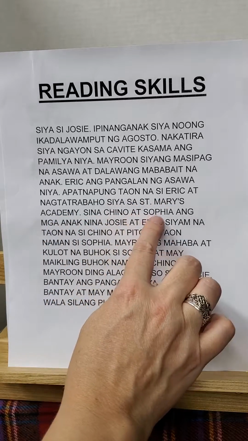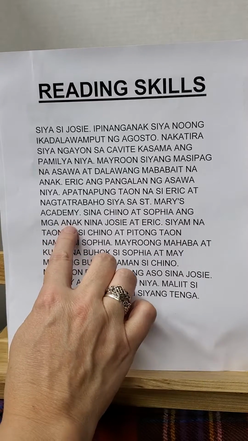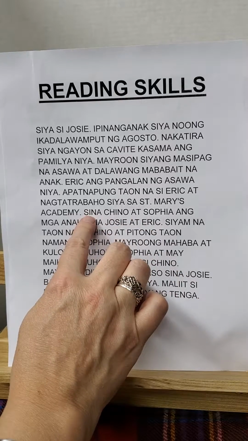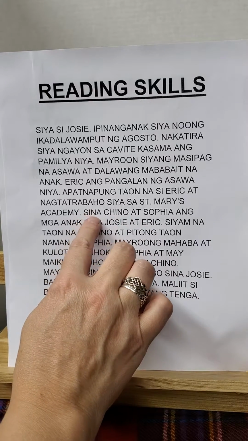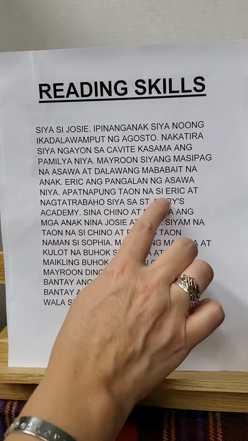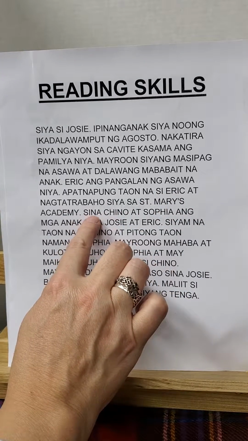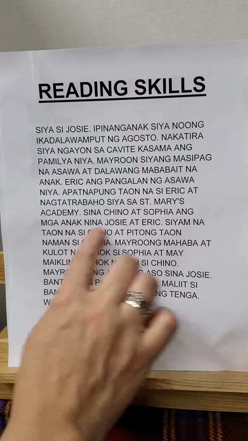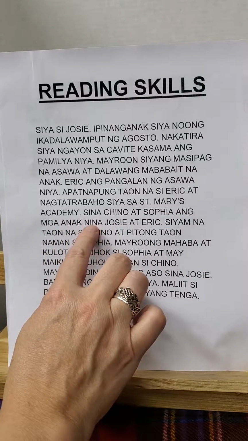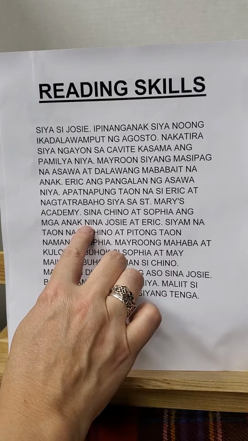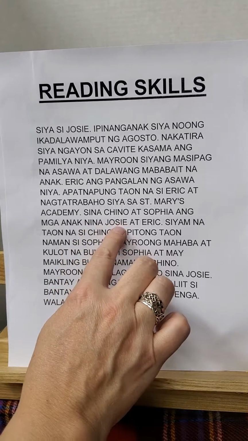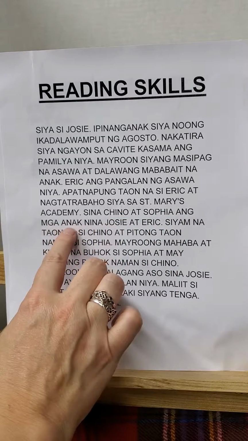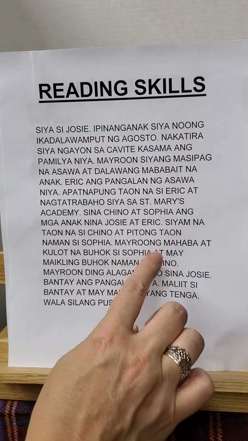Sina Chino at Sofia ang mga anak nina Josie at Eric. See, remember that you're fixing to say someone's name, but Sina would be plural names. So Chino and Sofia are their children's names. Ang mga anak would be children. Nina, ni is of, Nina would be plural of Josie and Eric.